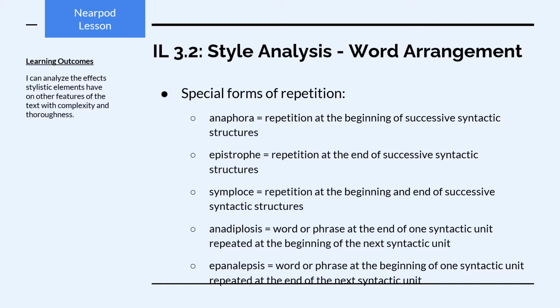Anadiplosis is a word or phrase that occurs at the end of one syntactic unit that is then repeated at the beginning of the next syntactic unit, sort of an inside-out repetition. And then finally, epanalepsis, which is where you have a word or phrase at the beginning of one syntactic unit that is repeated at the end of the next syntactic unit, a sort of outside-in repetition.